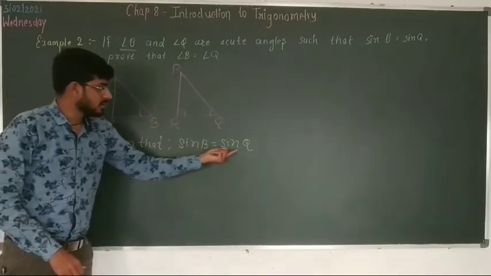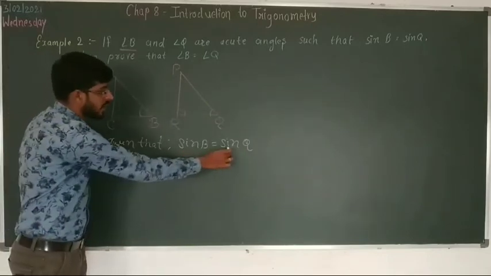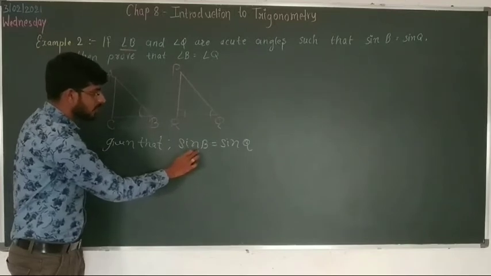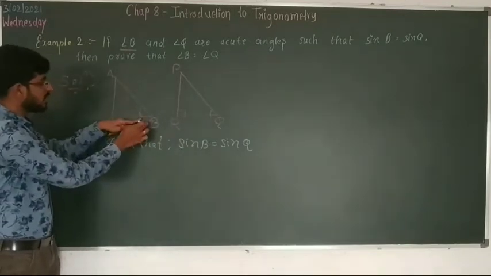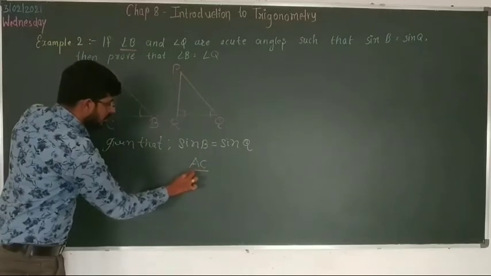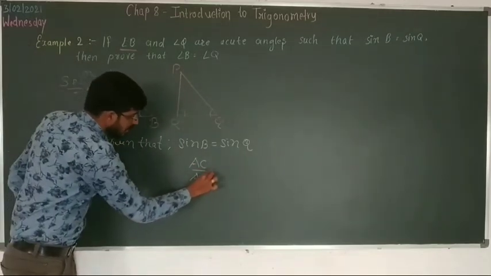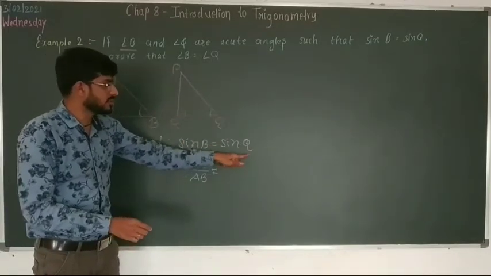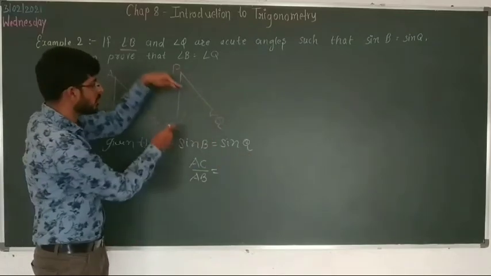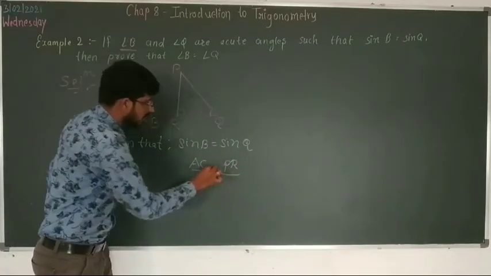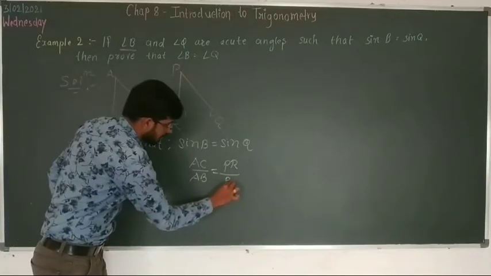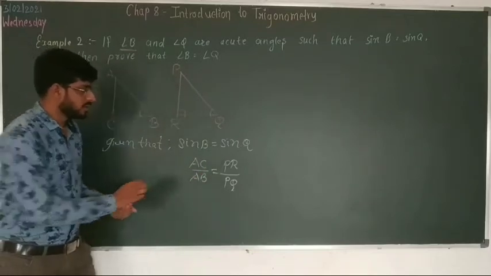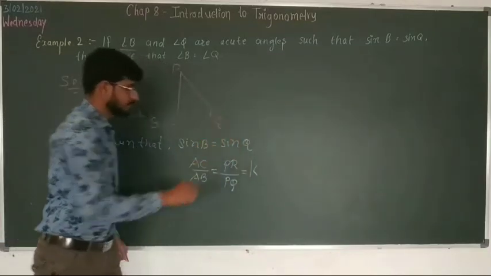See, by using trigonometric ratios, we can find the value of sin B and sin Q. Sin B is equal to opposite side upon hypotenuse. Opposite side of angle B is AC, upon hypotenuse AB. Same formula applies in the second triangle: sin Q is opposite side upon hypotenuse, opposite side of angle Q is PR upon hypotenuse PQ. So AC upon AB is equal to PR upon PQ, which is equal to some variable K.